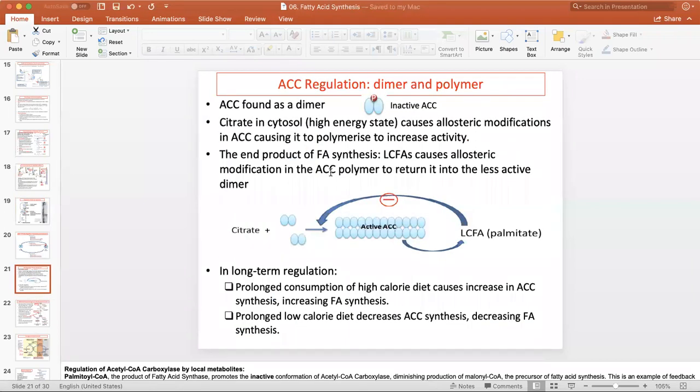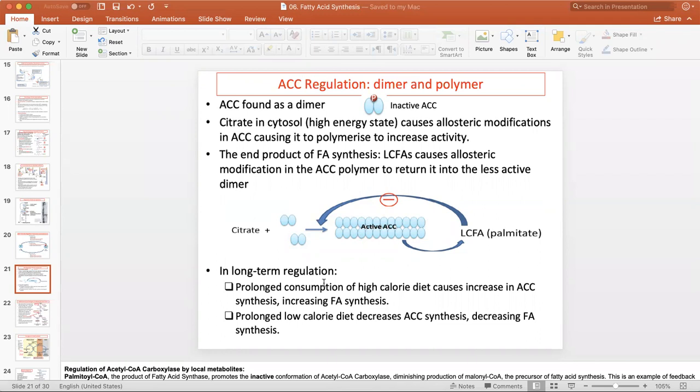The end product of fatty acid synthesis, the long chain fatty acids, causes allosteric modification in the ACC polymer to return it to the less active dimer. So this is an example of feedback inhibition. A lot of product will inhibit this enzyme so that we don't make a lot of the products.